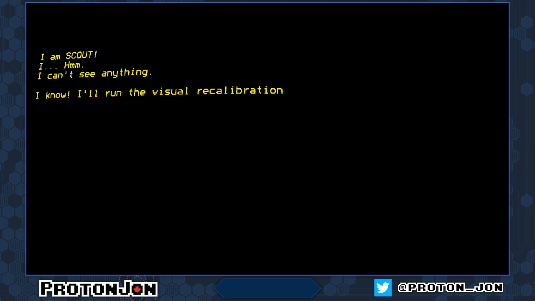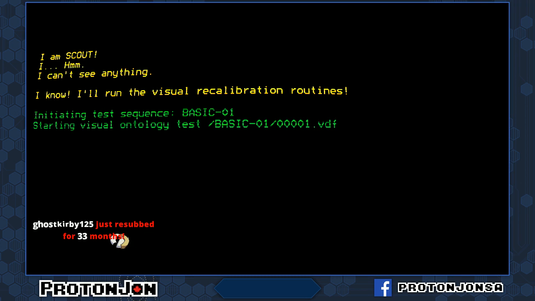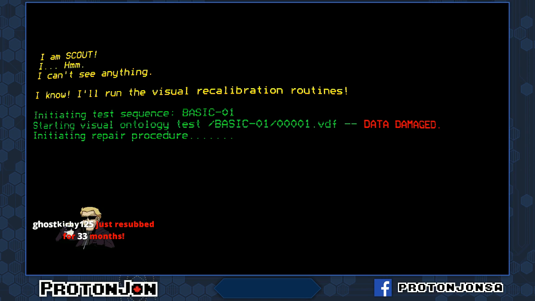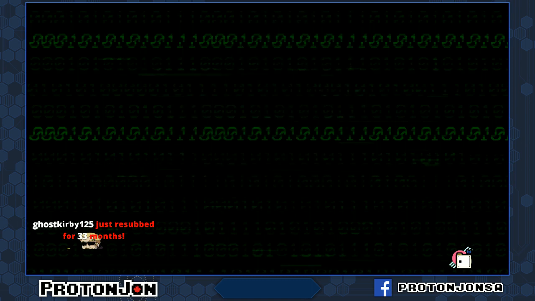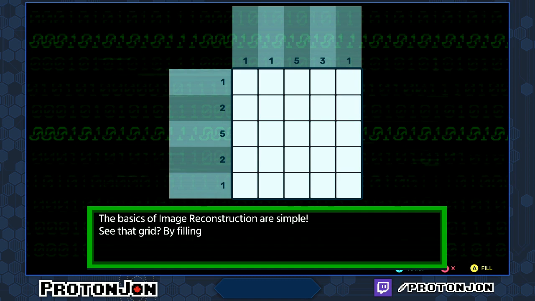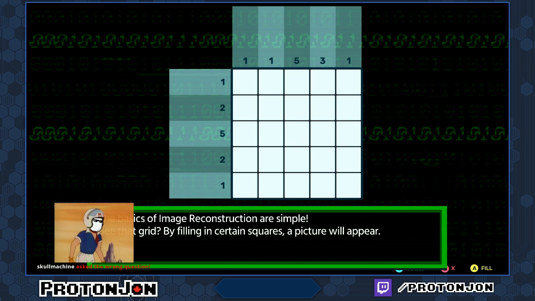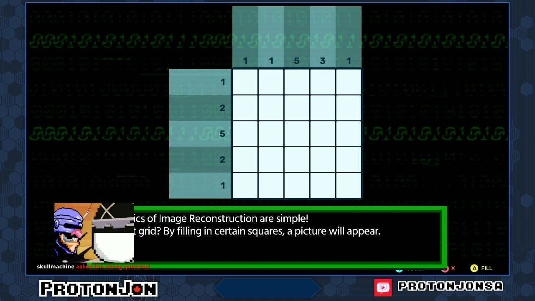I am Scout. I can't see anything. I know, I'll run the visual recalibration routines. Oh no, data damaged. The basics of image reconstruction are simple. See that grid? By filling in certain squares, a picture will appear, and then Speed Racer will get punched in the gut.